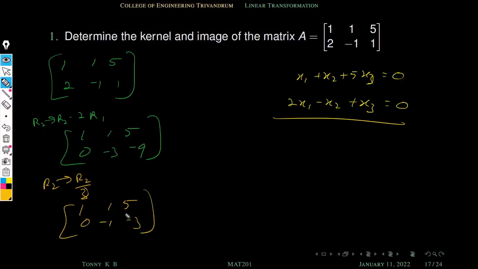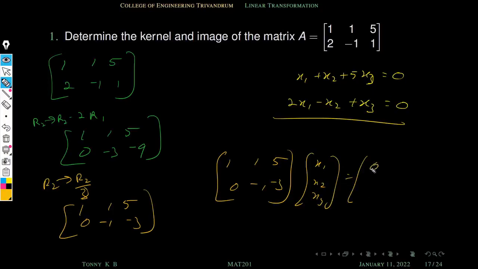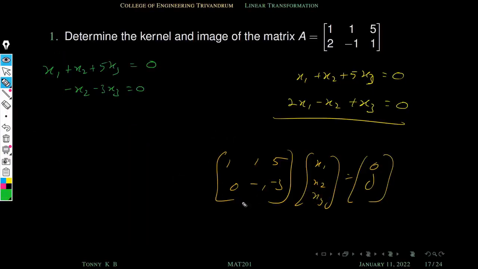Okay, so what is the system corresponding to this row reduced matrix? That is [1 1 5; 0 -1 -3] times (x1, x2, x3) equal to (0, 0). So we can expand this matrix. Also it is clear that the rank of this matrix is 2 and the number of variables is 3. So this solution contains n minus r arbitrary, that means 3 minus 2, 1 arbitrary. So I'm going to choose x3 as an arbitrary number k.